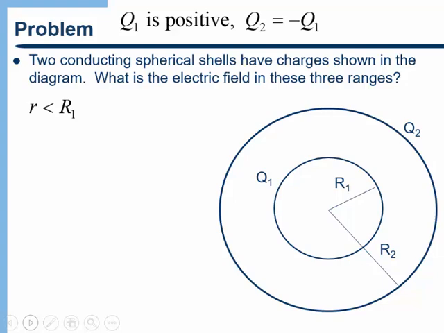Let's look at a slightly more complicated problem. It says 2 conducting spherical shells have charges shown in the diagram. What's the electric field in these 3 ranges? So in other words, I want to know what is the electric field anywhere in here, then what's the electric field between the shells, and what's the electric field outside the shells. So let's start with what is the electric field at any point r less than r1? So in other words, what is the electric field at some point right here?